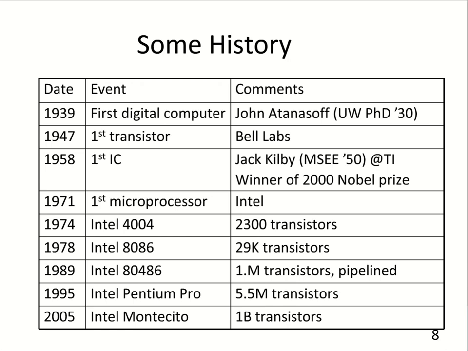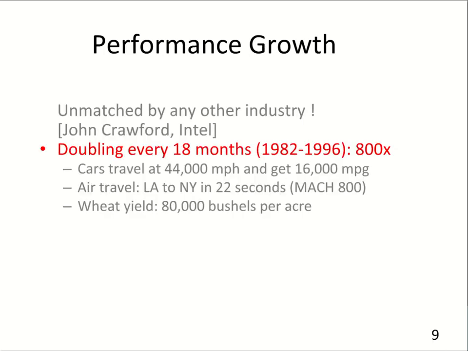The initial ones were, of course, very small and modest. The 4004 had 2,300 transistors. A few years later, we had 29,000 transistors, and then another decade later, in the 8486, we had 1 million transistors. So you can see this exponential growth taking place as you look at these device counts. More recently, in the mid-90s, the Intel Pentium Pro came out. That was 5.5 million transistors. And then about a decade ago, we crossed the threshold over 1 billion transistors with the Intel Montecito design.